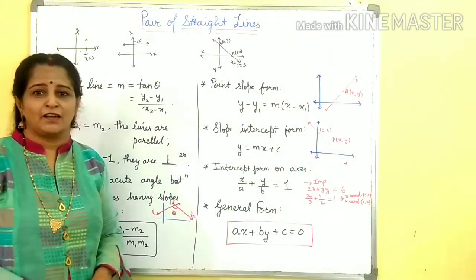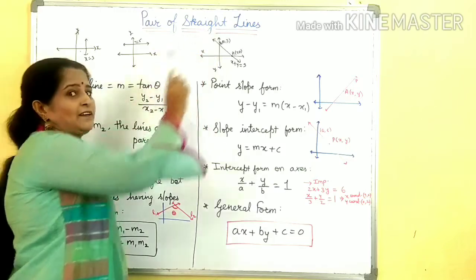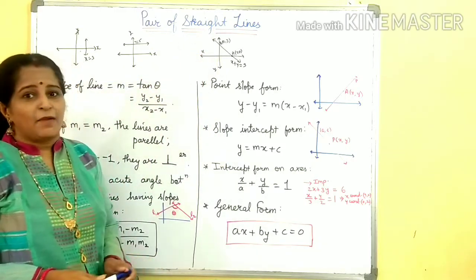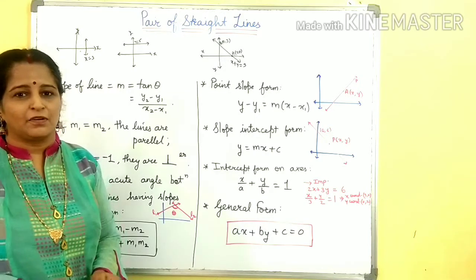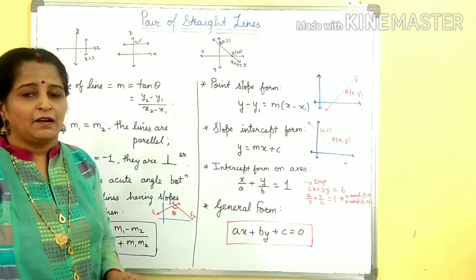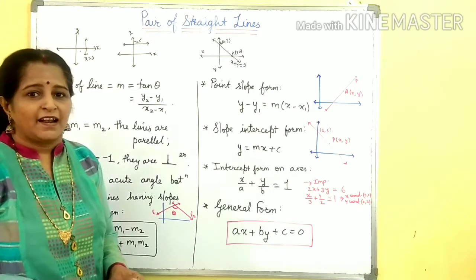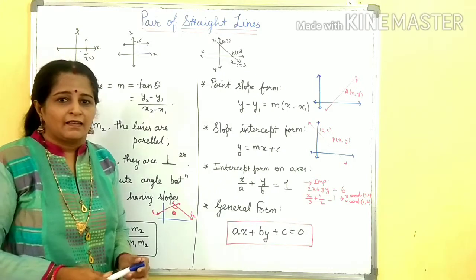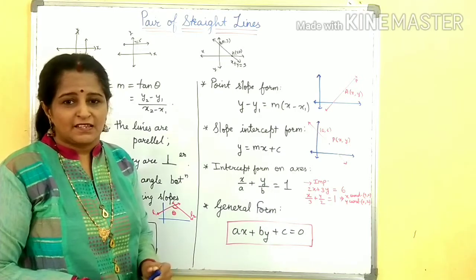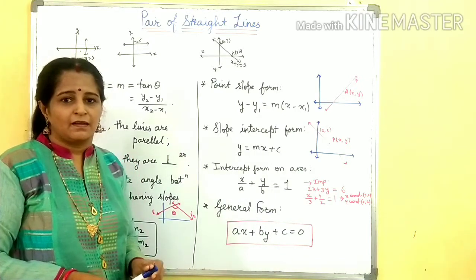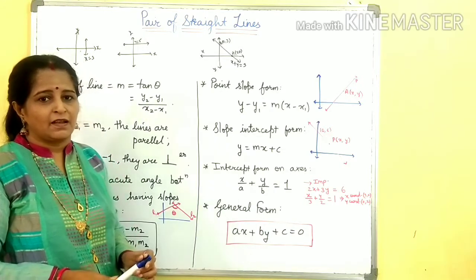Students, now we learn the next chapter, pair of straight lines. The name of the chapter is pair of straight lines. Here we have to consider two lines at the same time, and there are some formulas, theorems and examples that depend on them. In this chapter, the last topic is deleted from this year's syllabus.